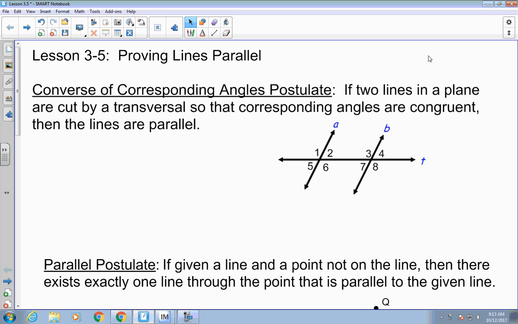So, I believe it was last week, it might have been the week before, we talked about what happens when you have parallel lines cut by a transversal, right? We get some special angle relationships, correct? What were some of those angle relationships?